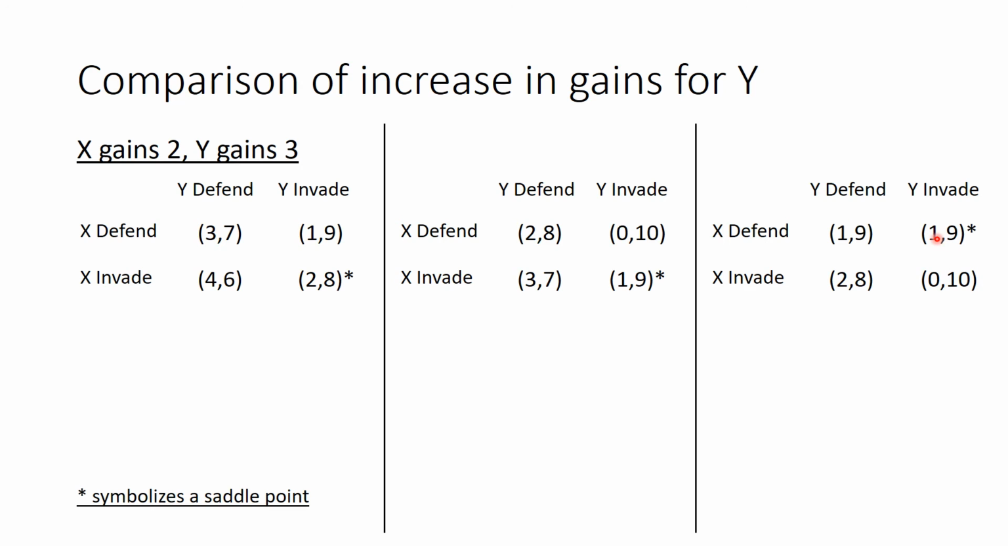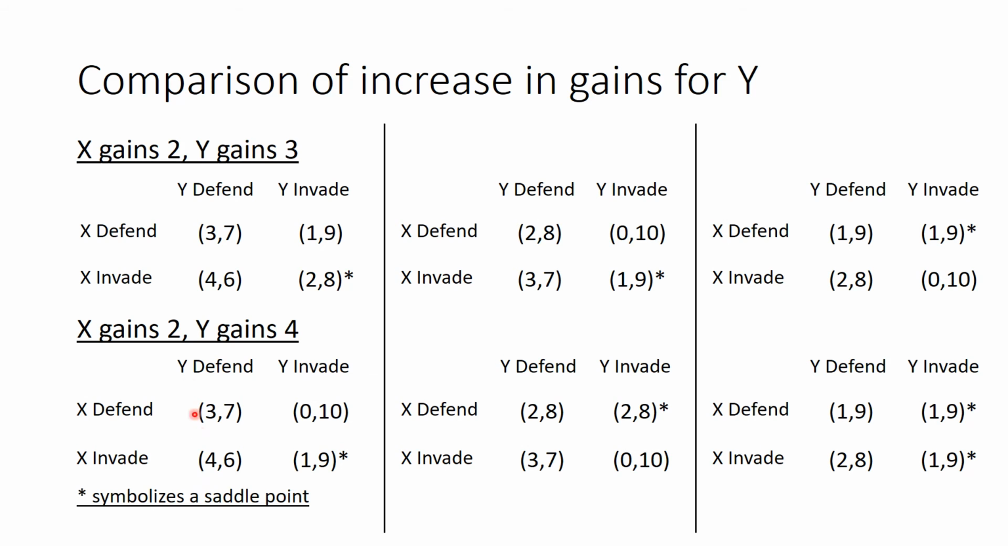And if we were to go one further to the right, we would have the starting position of 0, 10, which will have a saddle point at defend, invade, as well as invade, invade, which we would like to call a double saddle point, which we will see in a moment. Now let's compare that to when we're not increasing X's gains, but we're only increasing Y's gains, at the same starting positions. See what changes, basically.